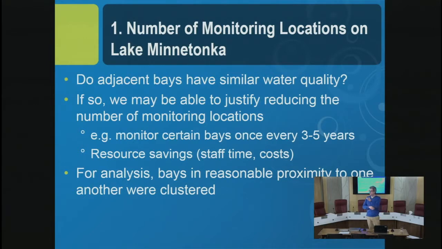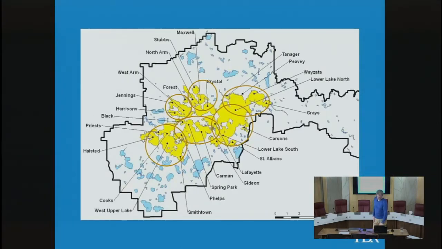So again, bays that were in reasonable close proximity, we clustered those. So we're not going to compare Halstead's Bay to Gray's Bay because they're miles and miles apart. So you'll see on the next several slides how we kind of clustered those. These areas have reasonable potential for these bays to mix.